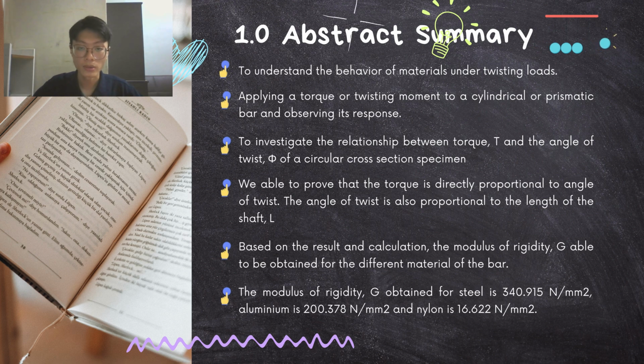At the end of the experiment, we are able to prove that the torque is directly proportional to the angle of twist. The angle of twist is also proportional to the length of the shaft L. Based on the result calculations, the modulus of rigidity G can also be calculated for the different materials of the bar. The modulus of rigidity G that we obtained in this experiment for steel is 340.915 Newton per millimeter square, aluminum is about 300.378 Newton per millimeter square, and iron is about 16.622 Newton per millimeter square.